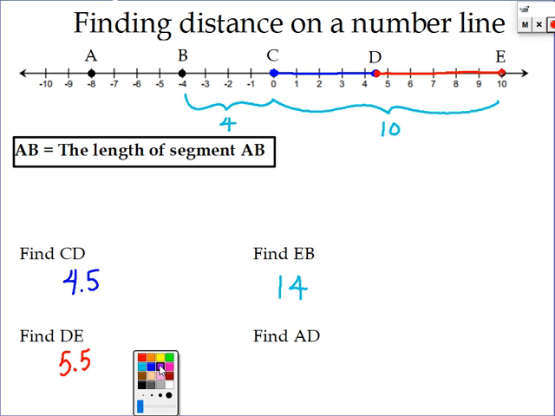So from A to D, okay? Again, I could just count. So 1, 2, 3, 4, 5, 6, 7, 8, 9, 10, 11, 12.5.